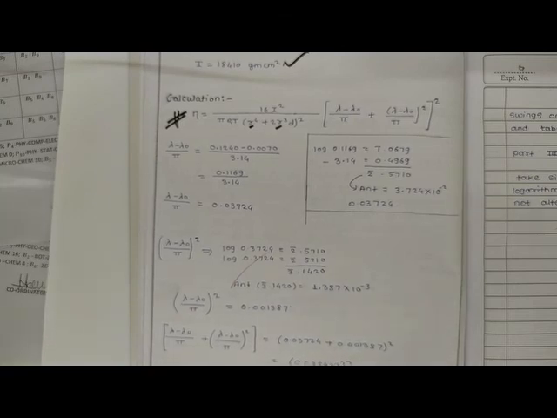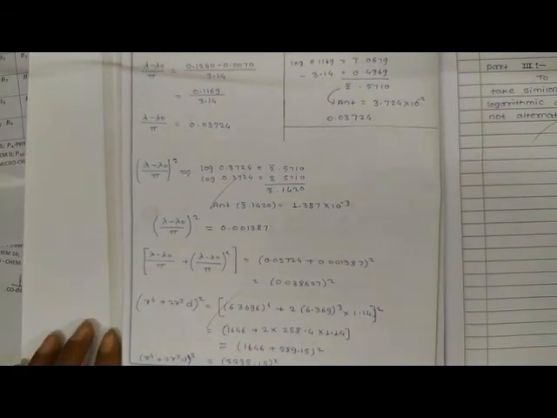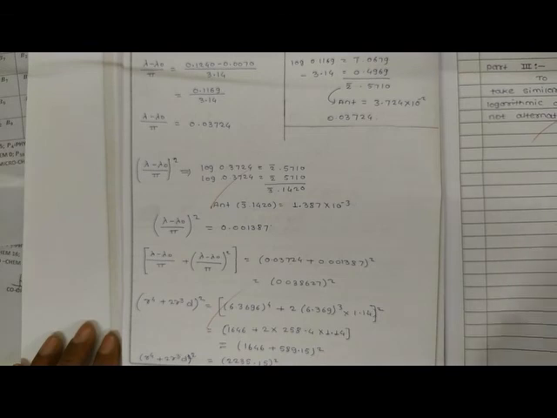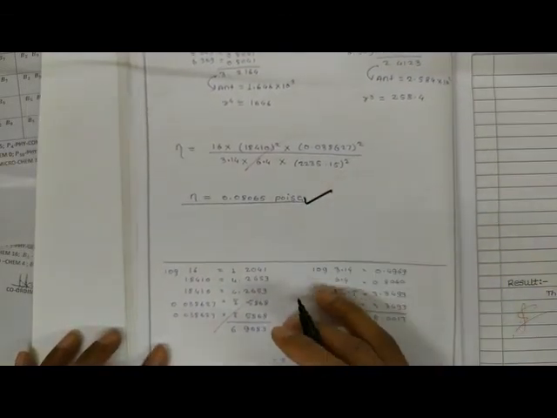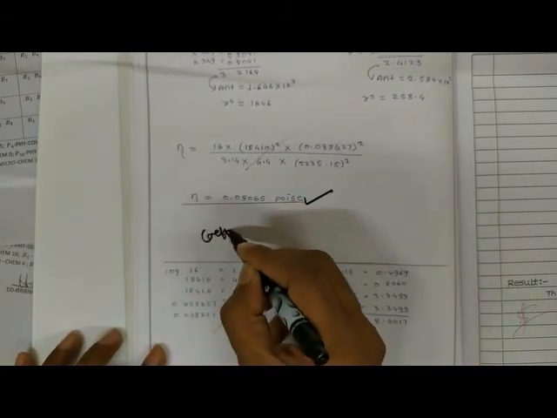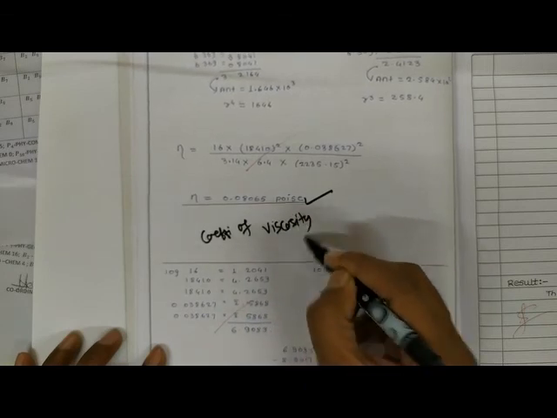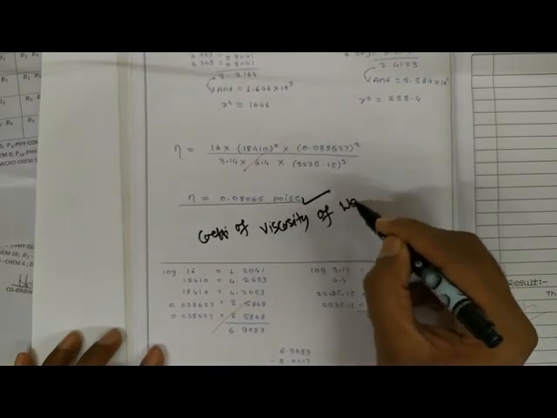And after doing the calculation, finally what we will get is the coefficient of viscosity. The calculations are a little bit complicated or a little bit lengthy, we can say, but yes, finally we will find some final value, and that will be the coefficient of viscosity of the given liquid, but here we are using the liquid as water. So this is the coefficient of viscosity of water.